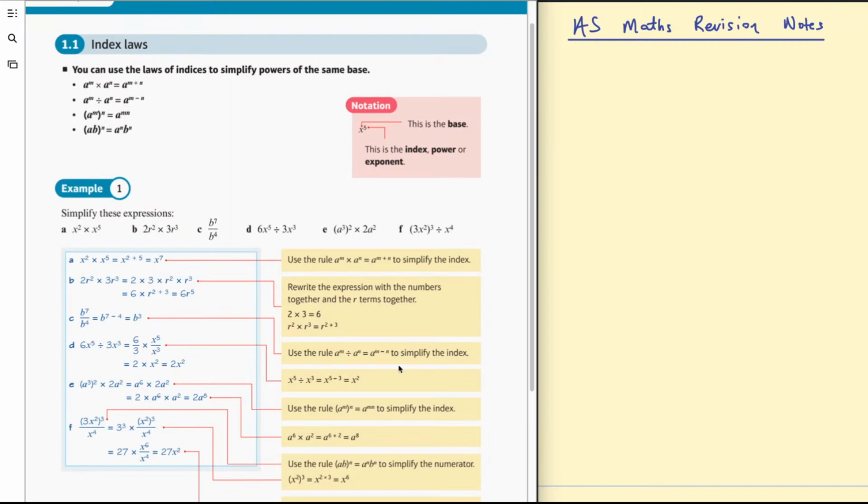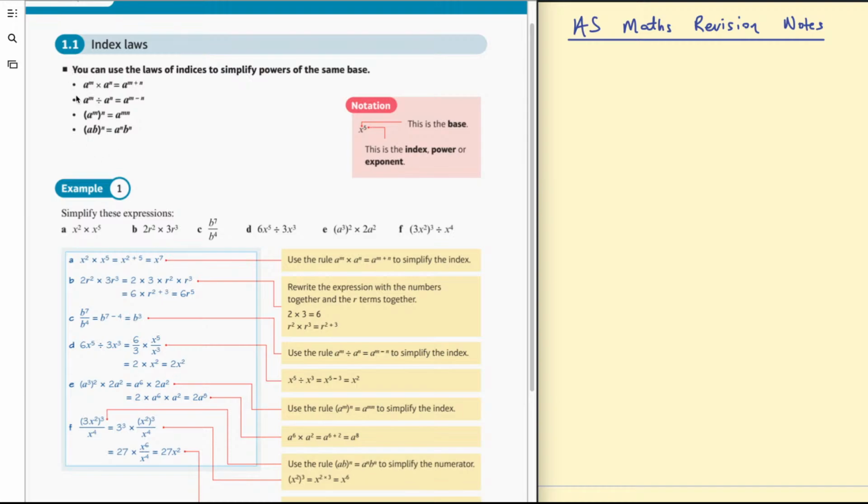So the first section of this AS level textbook is index laws. As I've been saying, this is all GCSE revision, but this is where we're going to get started. And hopefully we can get through this chapter fairly quickly.